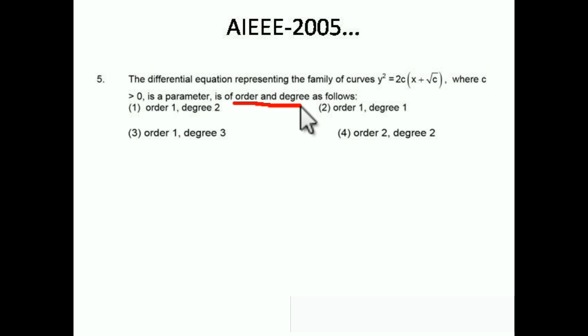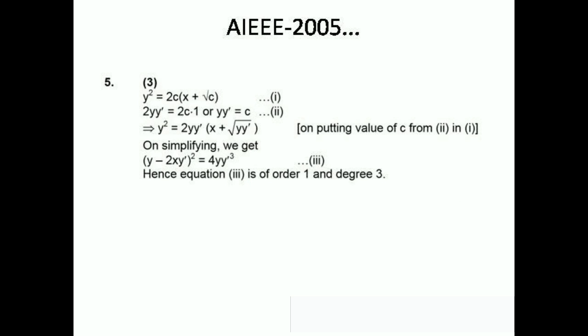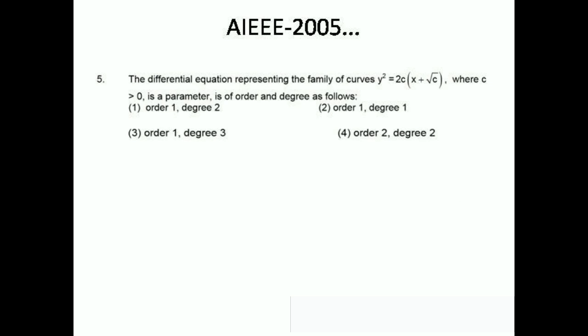Now I told you at that time also, the order and degree can be found out by the arbitrary constants. Here the arbitrary constant is only one, that is c. So the order must be 1, because order is equal to the number of arbitrary constants, so the order must be 1.